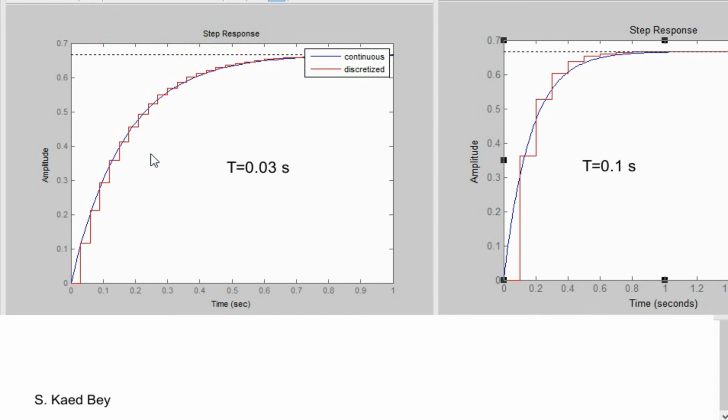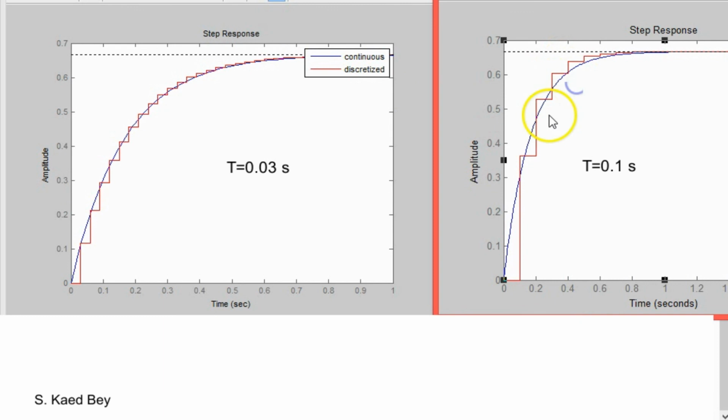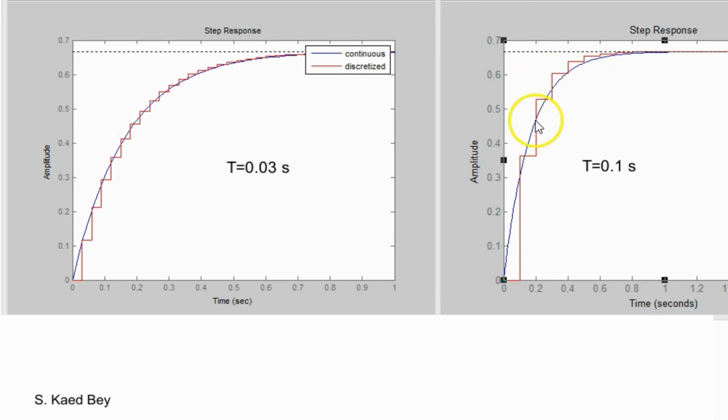This clearly shows some of the effects of sampling on the system response, because previously when we chose a sampling time of 0.1 seconds, we can see that the discretized response in red is experiencing a bit of delay as compared to the continuous response. To avoid such delay in the response, it's always preferable to choose a sampling time as small as possible, but obviously this will increase the computation load. On the other hand, choosing a big value for the sampling period could make the system unstable.